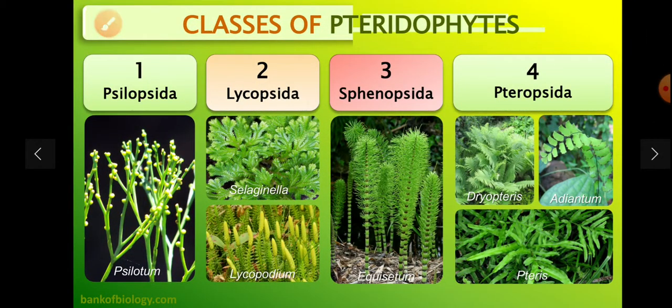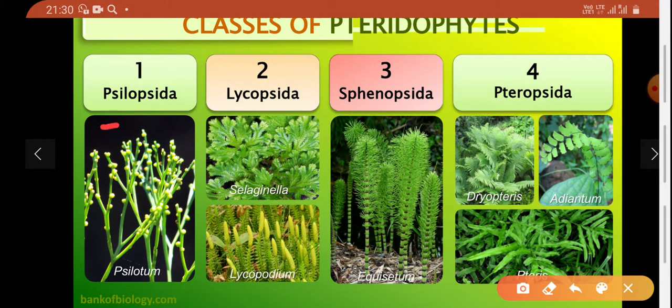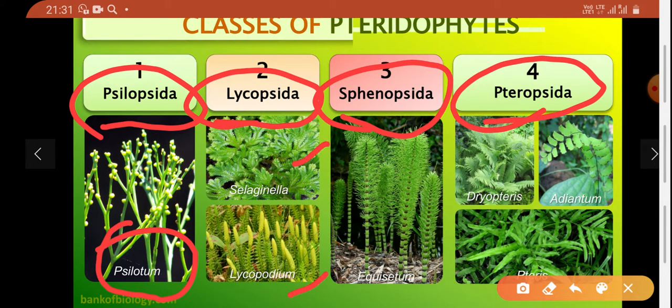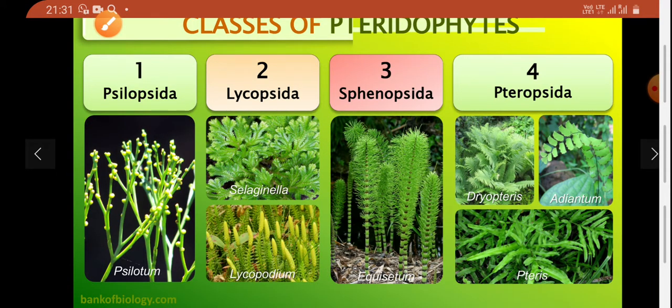And the classes of pteridophytes are Psilopsida, Lycopsida, Sphenopsida and Pteropsida. These are the classes of pteridophytes, but in the NCERT book they are not mentioned. This is not in our syllabus, so we don't have to study it, but still I have given you the names. These are the examples: Lycopsida includes Selaginella and Lycopodium. Thank you for today.